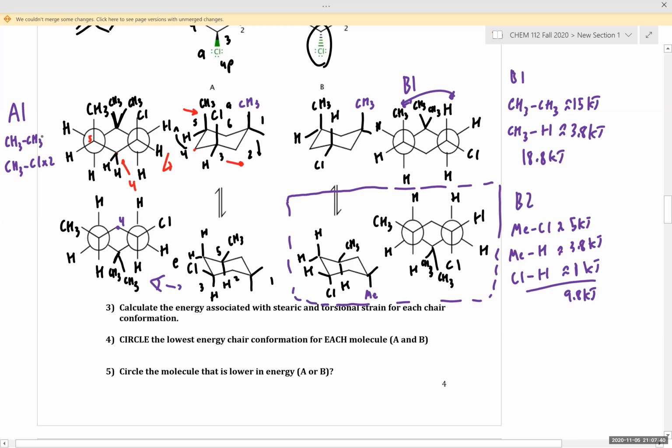So adding up, we know a methyl-methyl interaction is around 15 kilojoules. A methyl chlorine is around 5 kilojoules, and we have 2 of them. So in total for A1, we'd have 25 kilojoules of strain. Does that calculation make sense? Does that follow our logic that we've used previously?